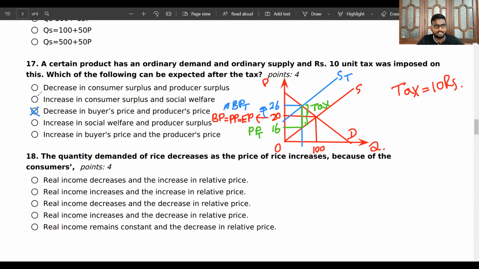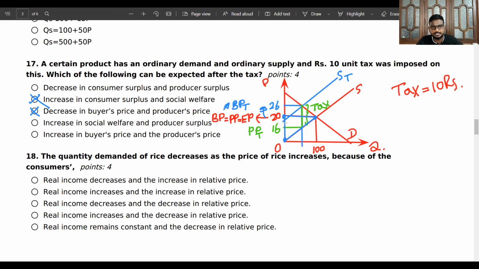And the second answer talks about an increase in consumer surplus. That's also out. Increase in social welfare and producer surplus. Producer surplus has dropped. Whenever tax is imposed, producer surplus drops. Why? Because again, this is the minimum supply price, right? Earlier, the producer was selling for 20 rupees and selling 100 units. So that happens to be the producer surplus at that time, this triangle.